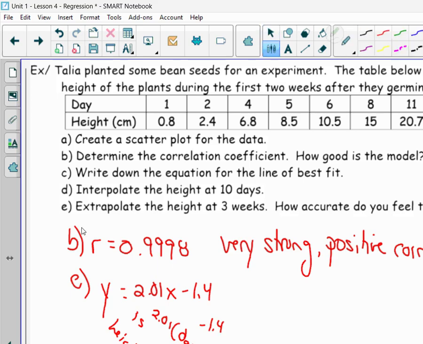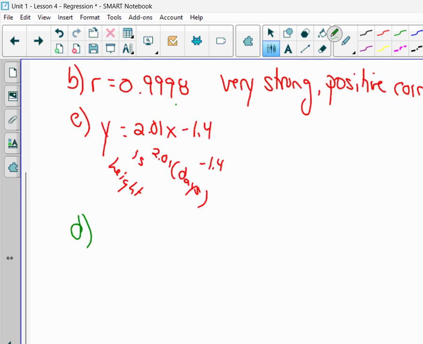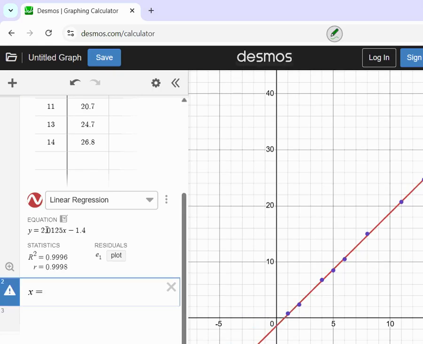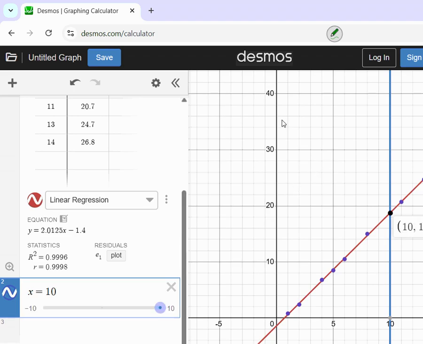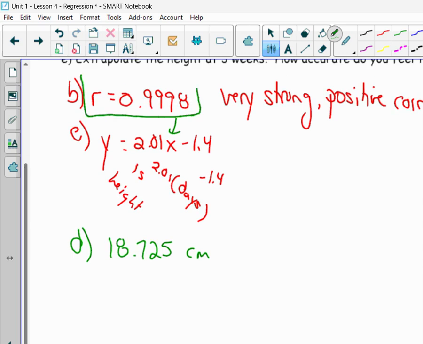Part D, height at 10 days. So we could put 10 in here and use our calculators, but let's let technology do the work for us. We're going to go back to our Desmos. We're going to put in x equals 10. This is an interpolation between two dots that we know. And I got 18.725. That should be a really accurate height, right? Because number one, we know we're interpolating, so it's between things we know, and we have a super strong model, which means super strong predictions.